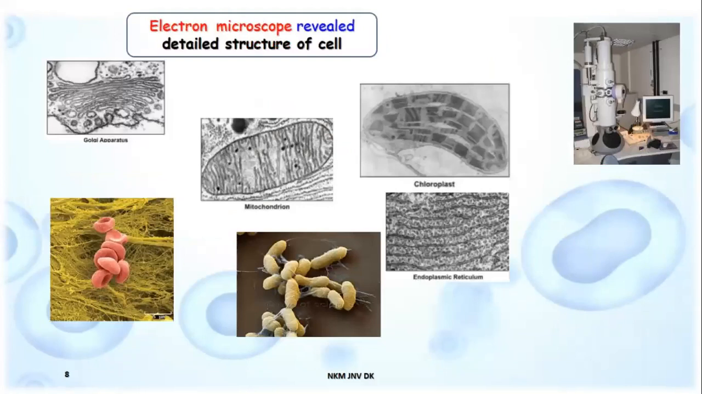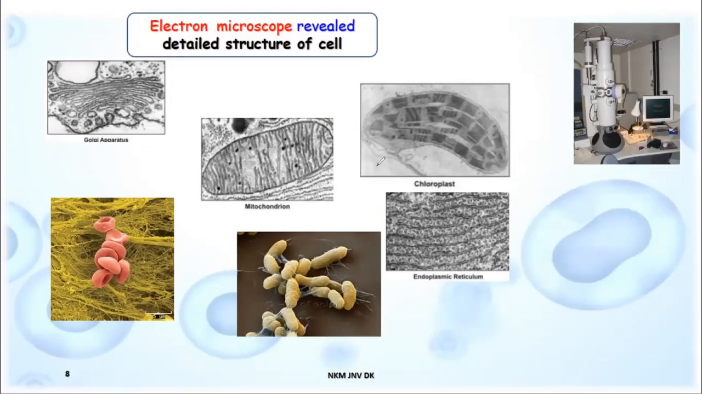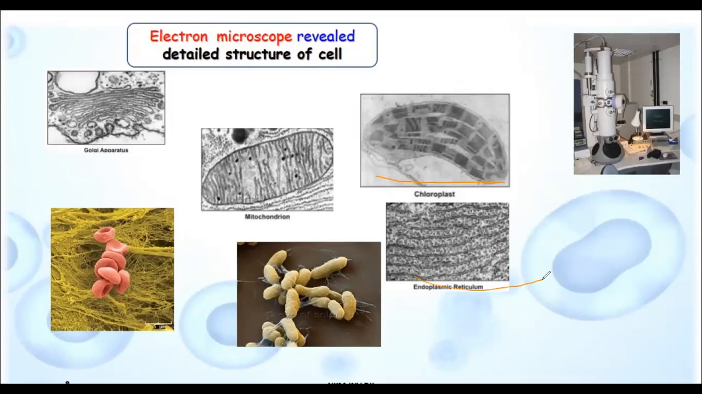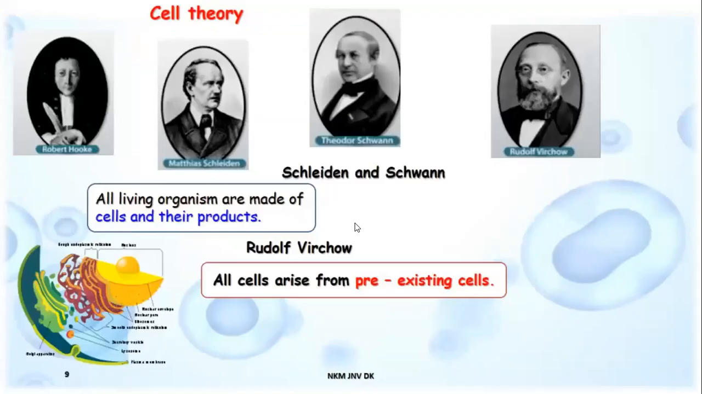Through the electron microscope, we can find the detailed structure of various cell organelles, like chloroplast. This is the detailed structure of chloroplast. This is the detailed structure of endoplasmic reticulum and mitochondria. These images are made by the electron microscope. This is the electron microscope. You can see the tubular structure, which gives pictures of the detailed structures of animal and plant cells.